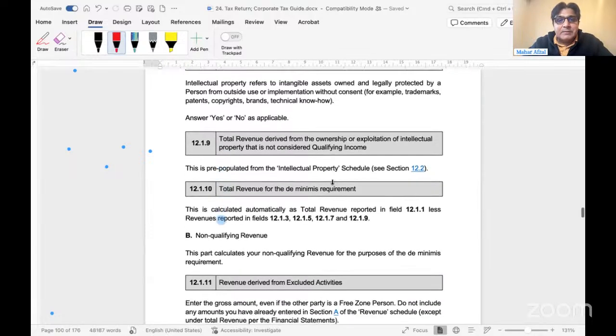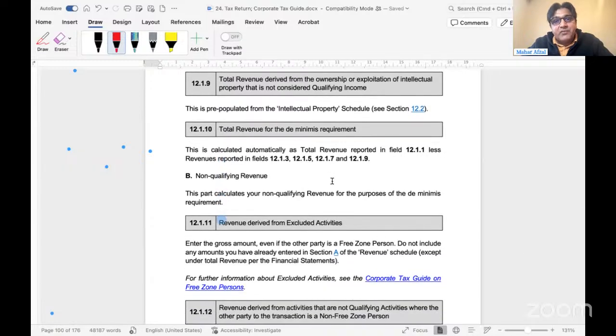First question: the total revenue derived from the ownership and exploitation of intellectual property that is not considered qualifying income. You need to apply the formula. You need to calculate how much is the qualifying income and non-qualifying income. Then you need to address how much is the non-qualifying income.